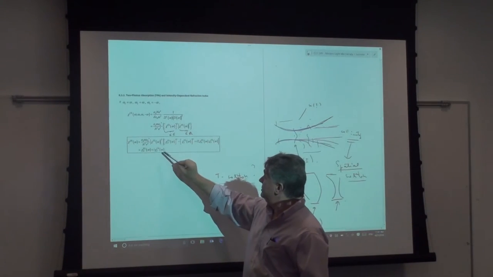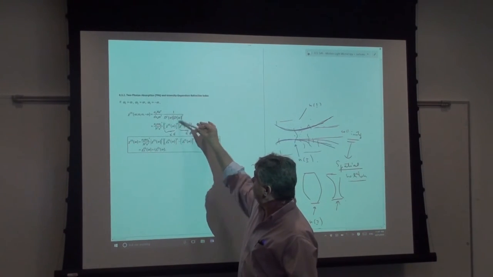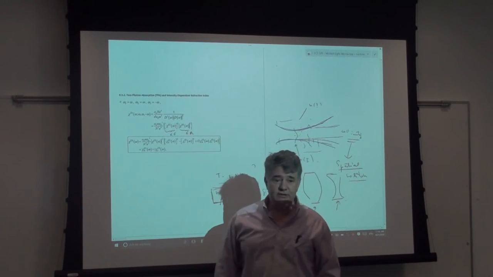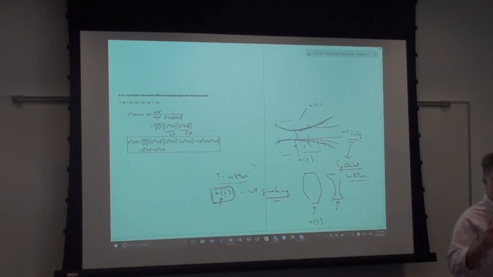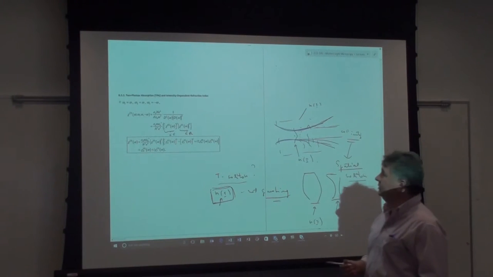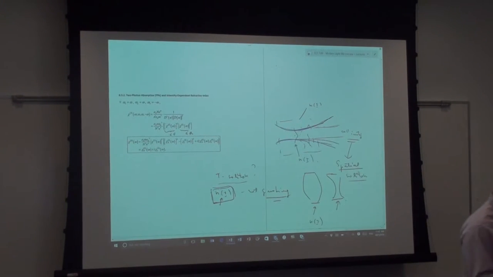So what does it mean? Remember how we ended up with these equations? There were E's in there, electric fields. In particular, polarization is something like chi 3 times E_i E_j E_k, and this will be I, J, K, L. There are three fields in here.